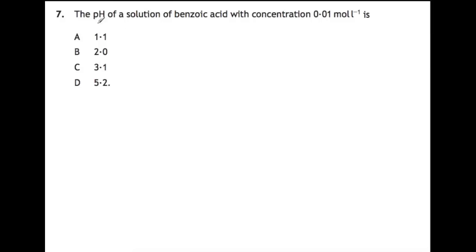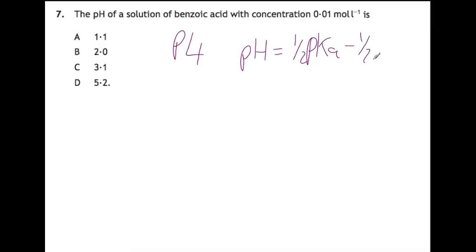Question 7. The pH of a solution of benzoic acid with concentration 0.01 moles per litre is what? So on page 4 you can find the equation that you'll need to use, which is pH equals a half pKa minus a half log C. This is because benzoic acid is a carboxylic acid and therefore a weak acid. To get pKa, you need to look at page 13 of your data book.